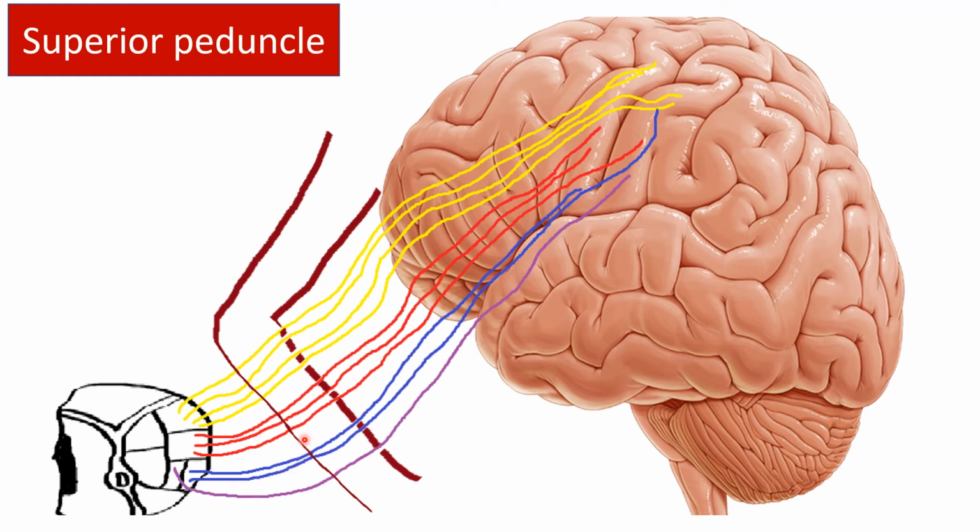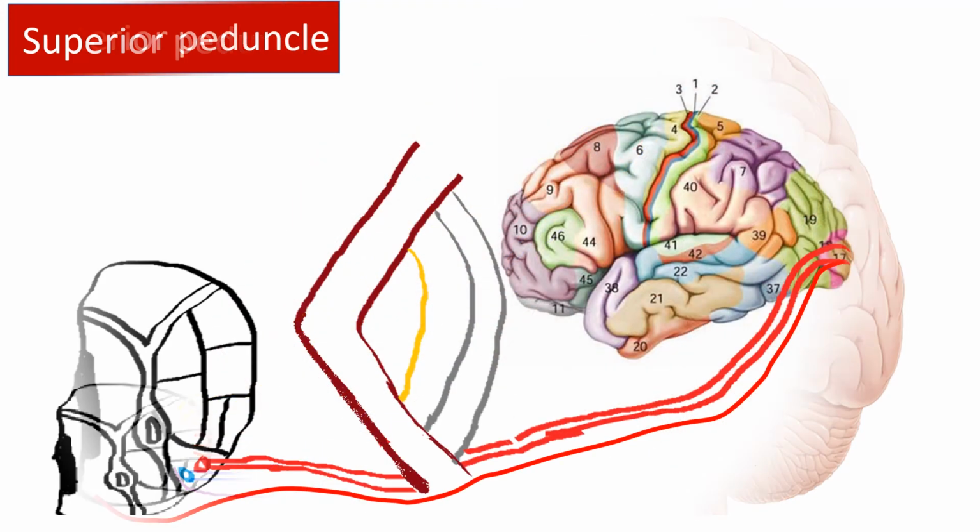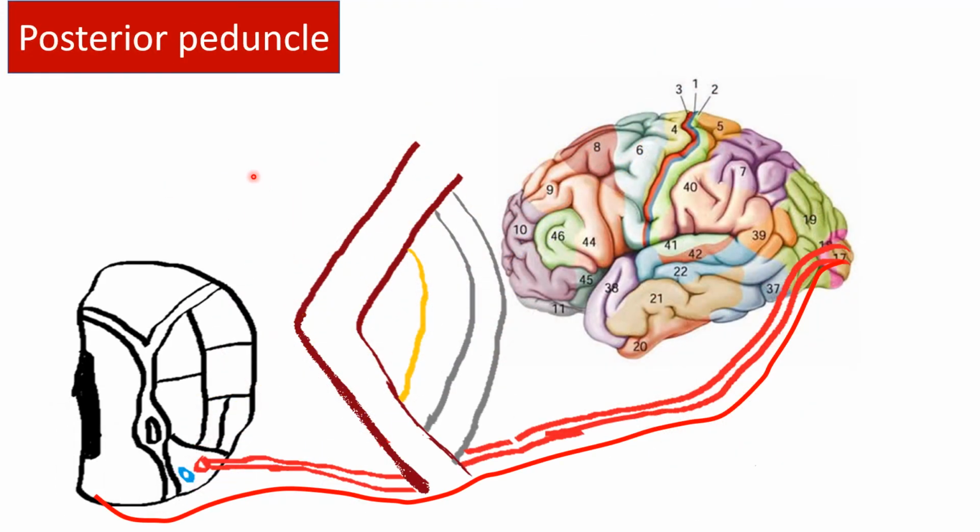They are receiving connections from the ventral nuclei of the thalamus: ventral anterior, ventral lateral and ventral posterior. From these 3 different groups of the ventral nuclei of the thalamus, the connections pass through the posterior limb of the internal capsule and reach the precentral gyrus and the postcentral gyrus. And the posterior peduncle connects the lateral geniculate body, and the fibers move through the sublentiform part, the retrolentiform part of the internal capsule, and reach area number 17.